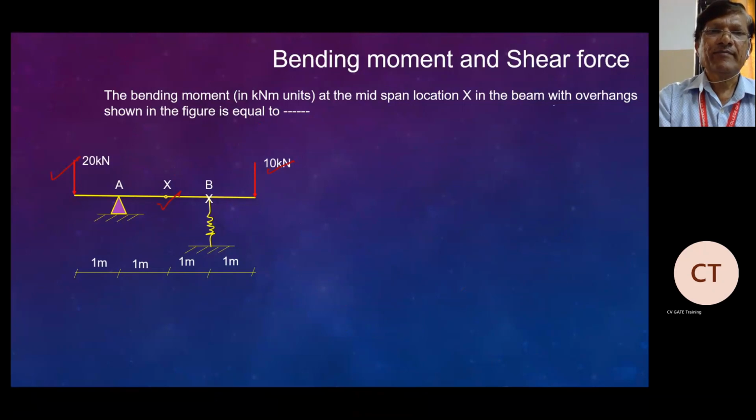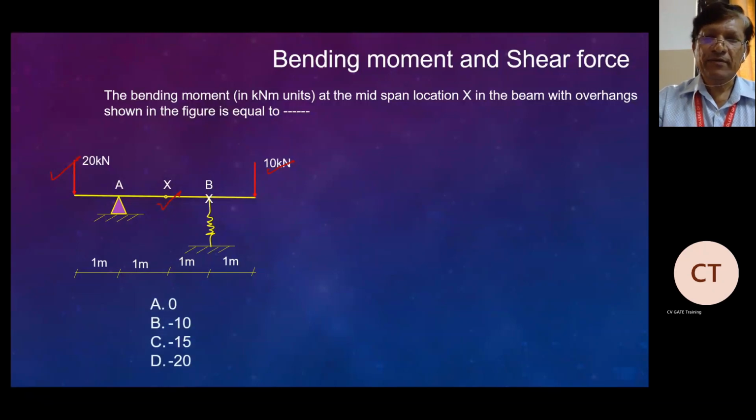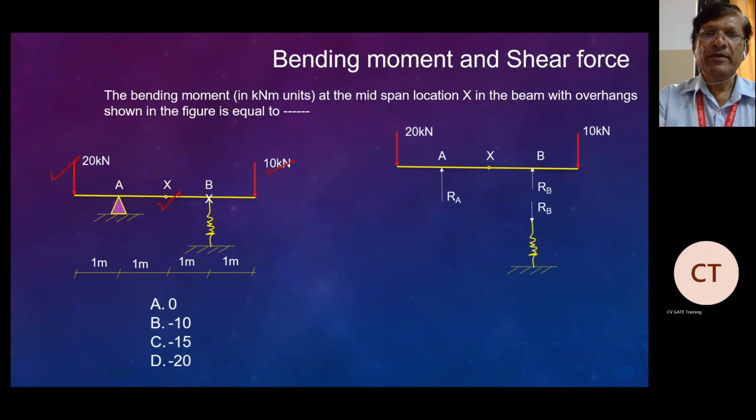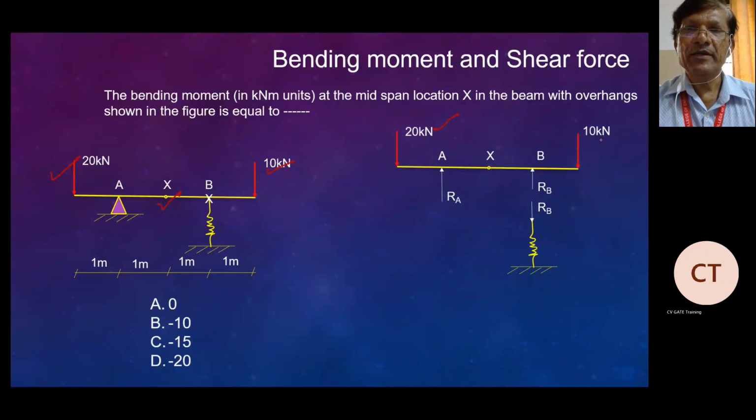How to calculate that? We need to calculate the reactions RA, RB, and the moment. How can we do this? They are giving options here, and we have to select from them. Whatever force is acting here, this force will be there, and you can split this. So RB is acting here on the spring. We can take the free body diagram. Once we take the free body diagram, we can calculate RA and RB.